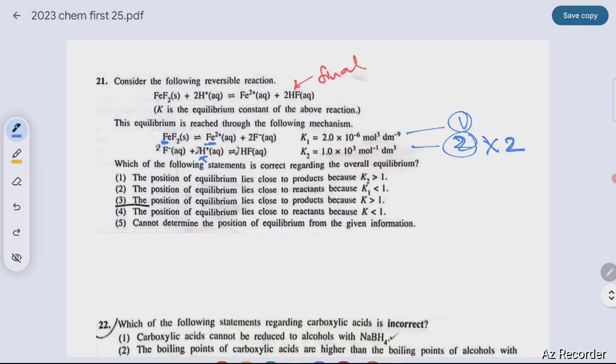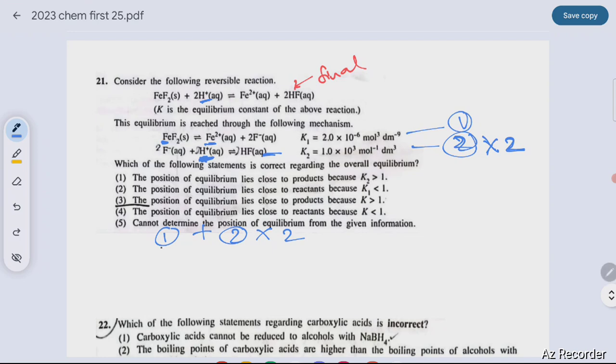So when we add these two, what are we getting? We do not need to reverse the second reaction, because all of them are in the same direction. FeF2 is on the left side, and here also FeF2 is on the left side in the first equation. 2H+ is on the left side in this reaction, and here also 2H+ is on the left side. So the sides are in the same direction, and we do not need to put the minus sign in order to reverse that reaction.